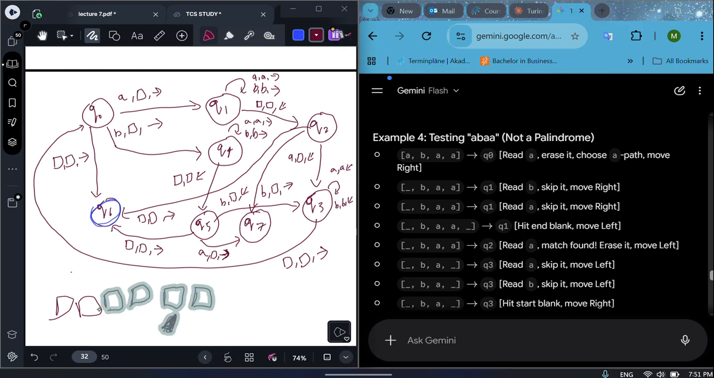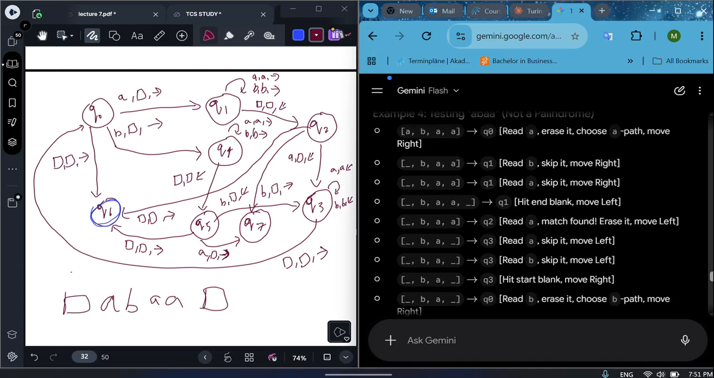Then for an example that's not a palindrome, it's A, B, A, A. What happens is that first of all, Q0 reads the A and it erases it. Then we are in Q1. Q1 reads a B, and it skips, and the job of Q1 is to find the second last digit, just like this. This is the second last, finds the blank and then the second last. This is what Q1 is doing. It goes all the way here, doesn't matter B's and A's, and one step left.